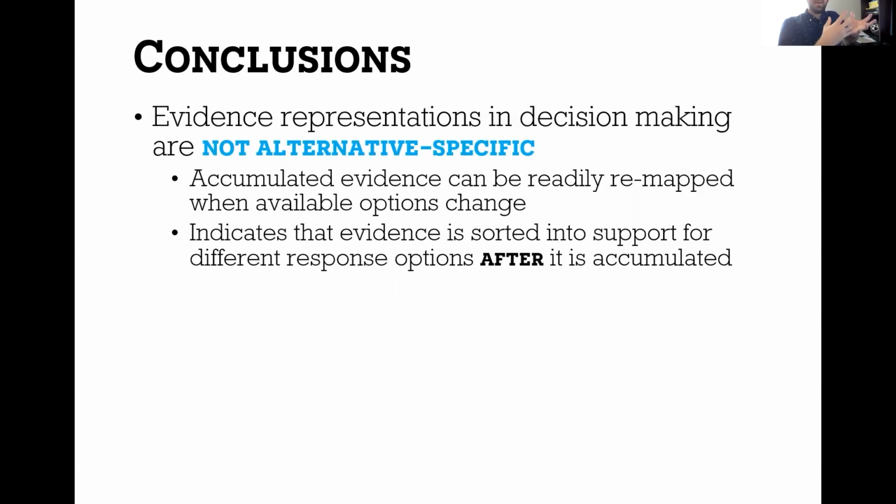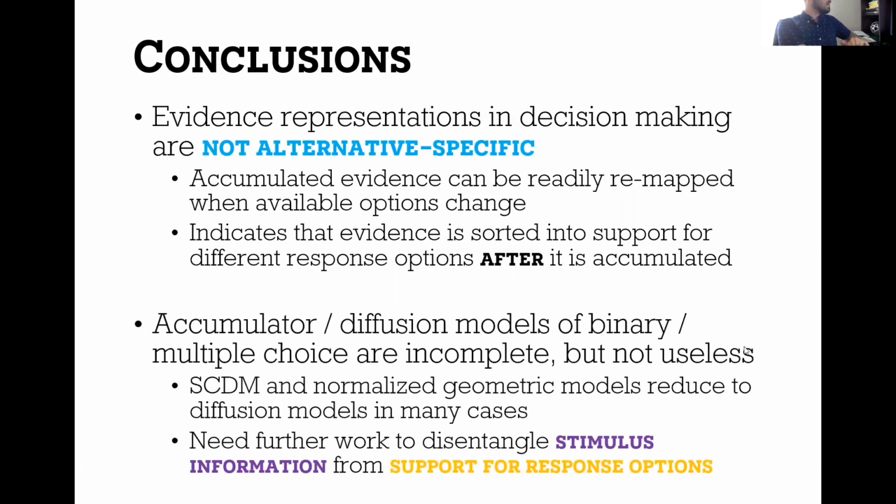Okay, so what do we get out of this? The main message is that evidence representations in decision-making are not alternative specific, right? So if we just have an accumulator model where we have support for A, B, and C, that kind of model, if that's the only information we have about the stimulus, is not plausible, right? So we actually seem to have some accumulated store of evidence that can be remapped when available options change. It seems to indicate that evidence is sorted for different responses after it's already accumulated. And so our accumulator and our traditional diffusion models of binary and multiple choice are incomplete, right?